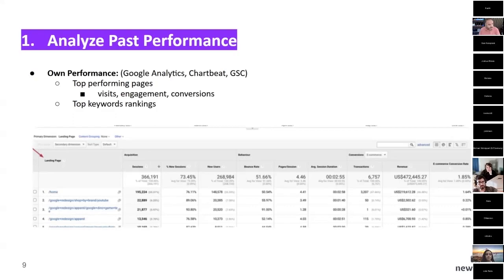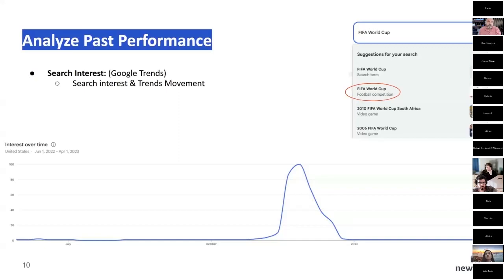The second thing also, you need to understand search interest, okay? So when you go to Google Trends, you can search, for example, FIFA World Cup. I want to bring your attention to something. In Google Trends, you will see something called search term, right? And sometimes they give you the topic. They will tell you it's a topic, or they give you the category of the topic. This is a football competition.